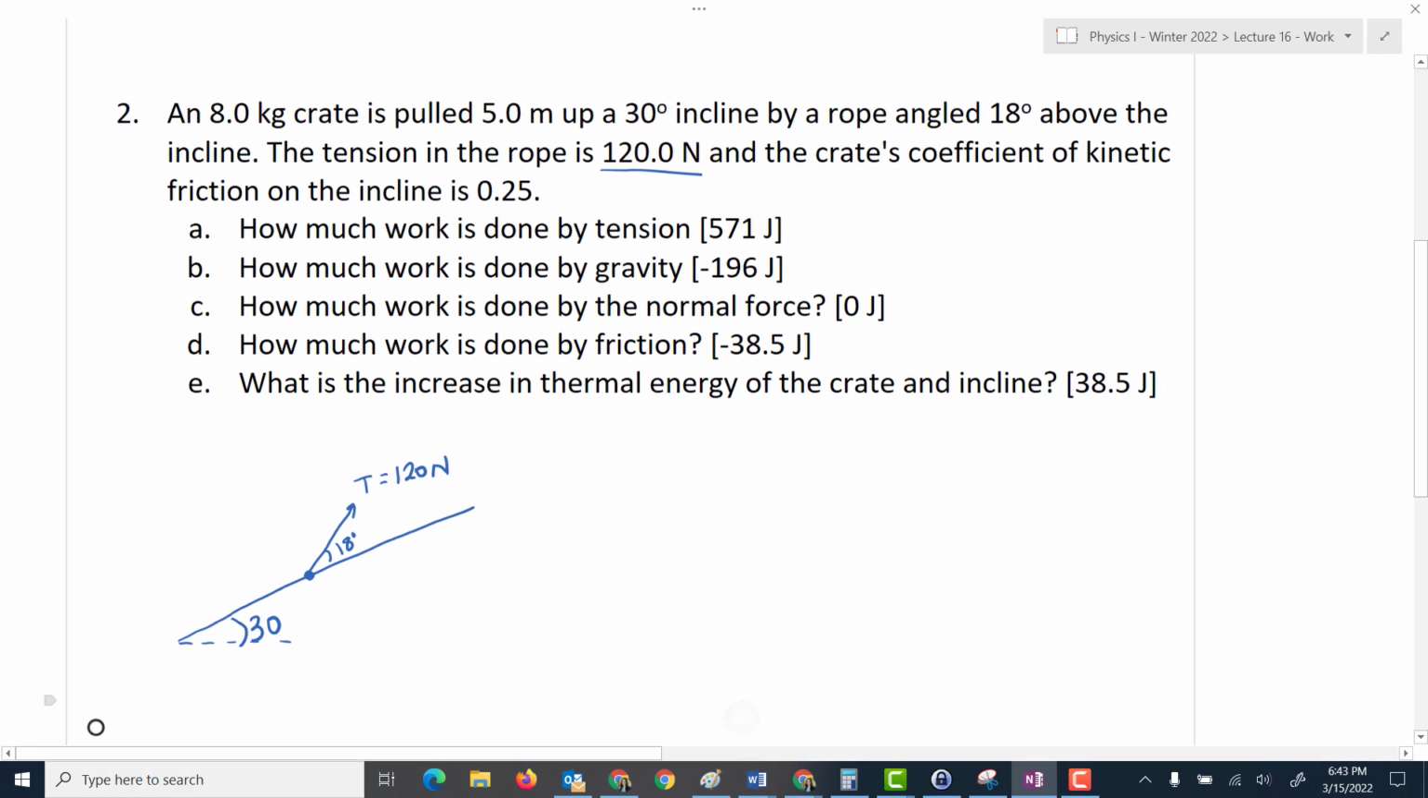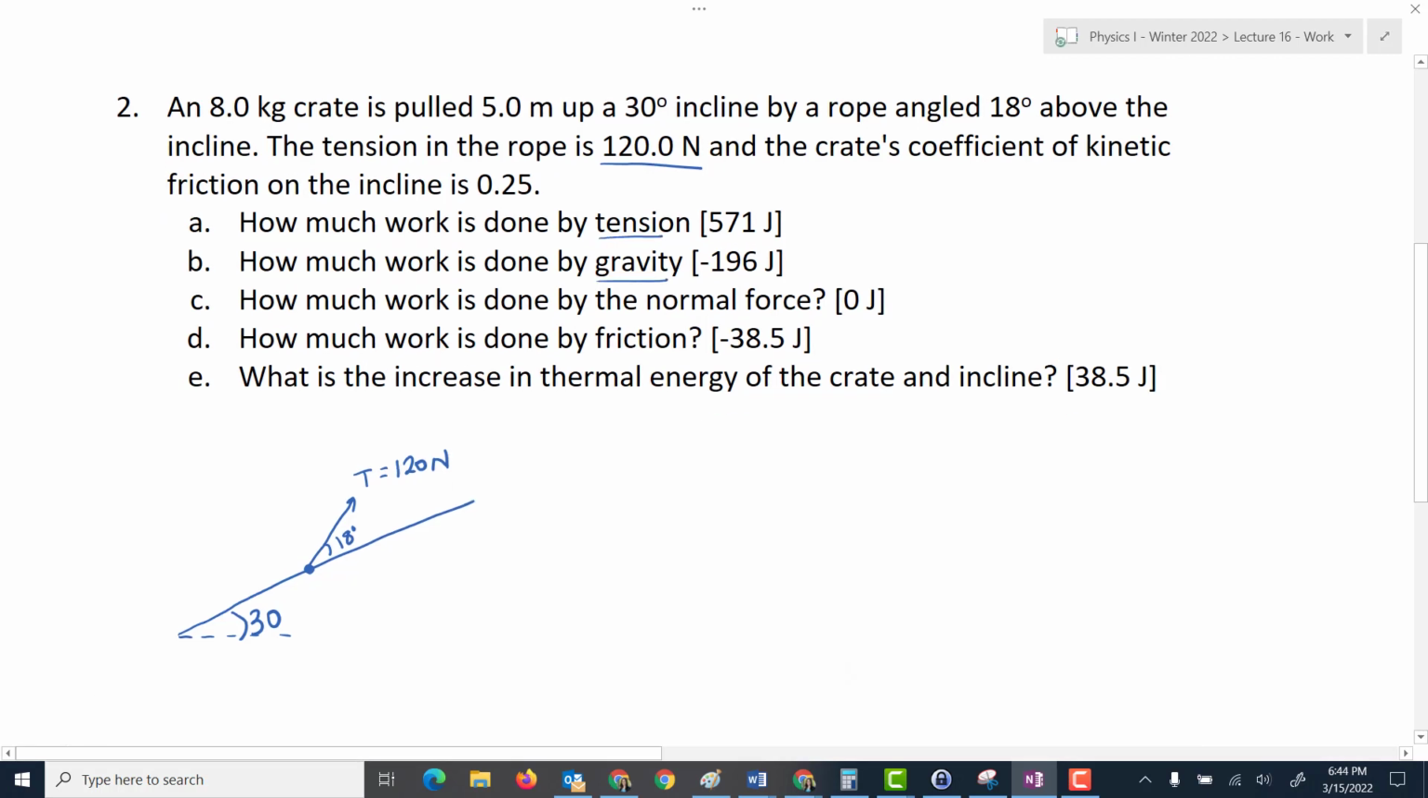So it's asking us to find the work done by tension, by gravity, by the normal, by friction. Okay, so we're trying to find the work done by all these things. And remember, we said that the equation for work is equal to the force times the displacement times cos of the angle between the force and displacement. So when we do the work done by tension, we would find the force of tension times the displacement times cos of the angle between the force of tension and the displacement. When we do the work done by gravity, we would be putting in the force of gravity times the displacement times cos of the angle between the force of gravity and the displacement.